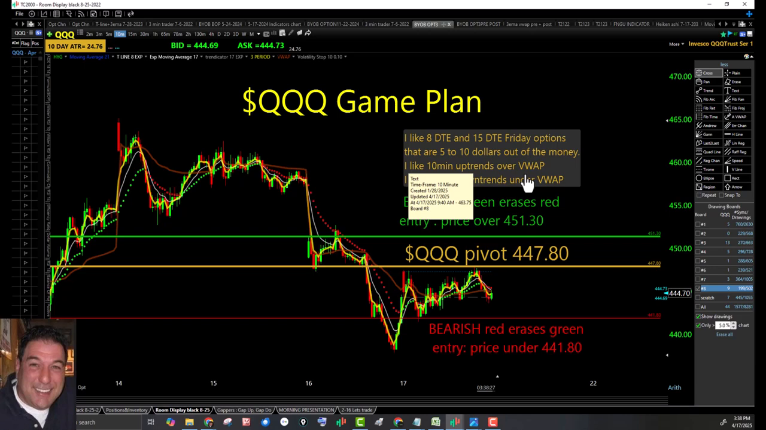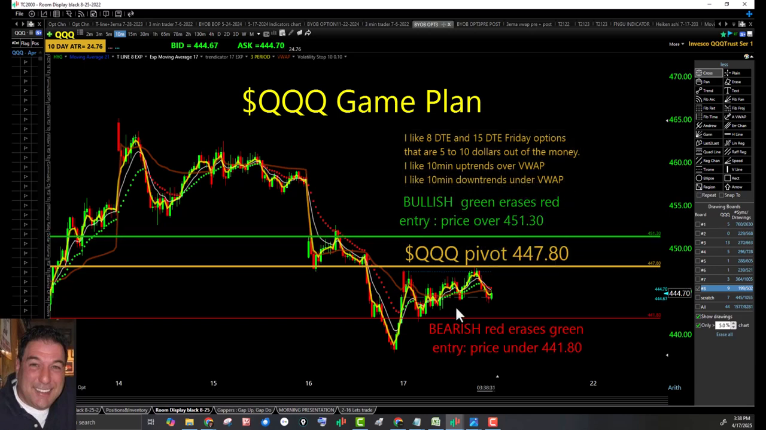We like 10-minute uptrends over VWAP, 10-minute downtrends under VWAP. Didn't get either one. Nothing but slop, chop, and crap all day. Yesterday was a great day. Nice drop right there, we traded that, that was good. Today, nothing but slop and chop on QQQ.